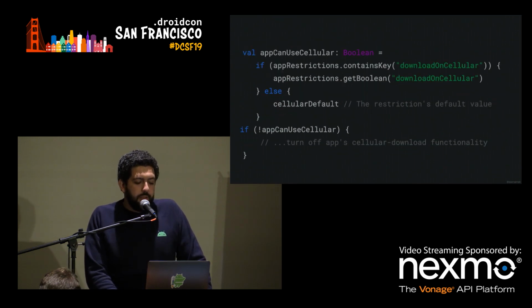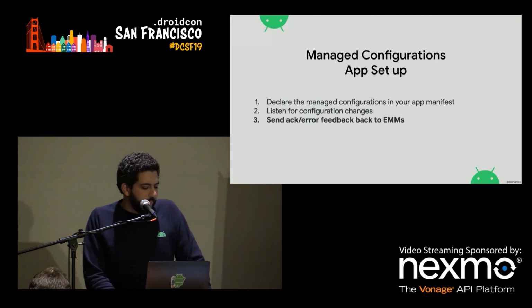And then once you get the application restrictions, you could query specific configurations or restrictions using the key that you've defined in your restrictions, and then change the flow in your app based on the values there.